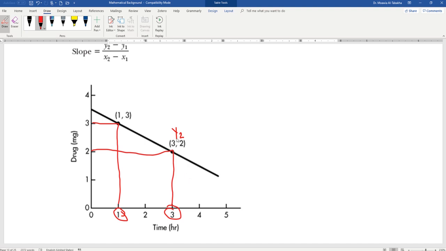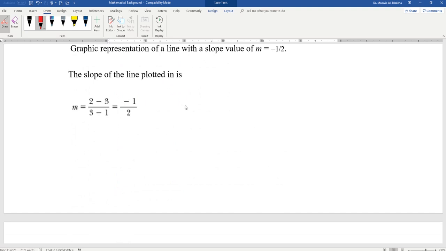y2 is 2, minus y1, which is 3. So 2 minus 3 is minus 1. Then divided by x2, which is 3, minus x1, which is 1. So 3 minus 1 is 2. So you say minus 1 divided by 2, which is equal to minus half, or minus 0.5, or minus 1 by 2. Okay, this is what you get.